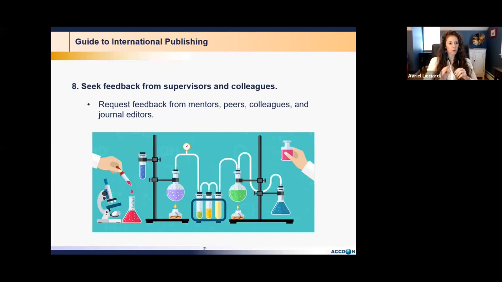So my last point for our guide to international publishing is one that is pretty simple, which is seeking feedback from your supervisors and colleagues. Your mentors, peers, colleagues, and even journal editors have great insight. They may have more expertise than you. They may have been in the academic game for much longer, and therefore you should really talk to them. You'll learn so much from them.